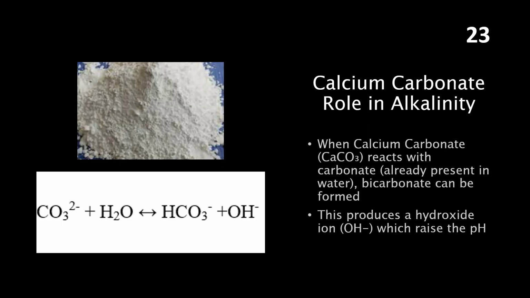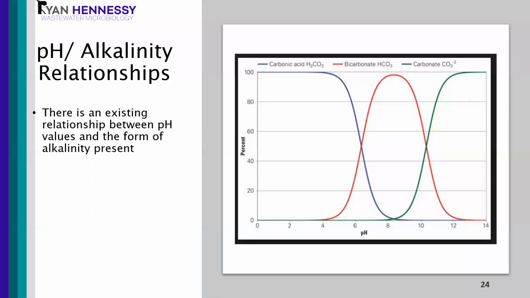So as the pH shifts, you're going to get a shifting relationship between your carbonate, bicarbonate, and then the carbonic acid, which we're demonstrating on this graph and on this slide. So there is going to be an impact of the pH and the type of alkalinity that's present.